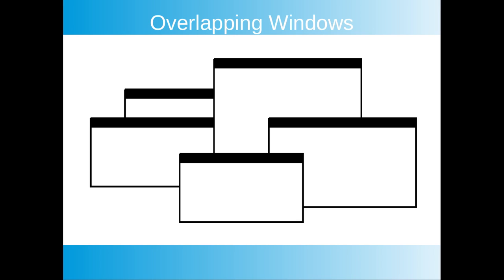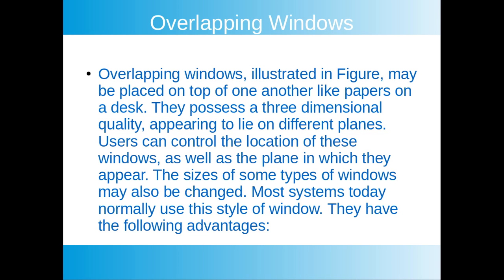This is the example of an overlapping window. Overlapping windows illustrated in the previous figure may be placed on top of one another like papers on a desk. They possess a three-dimensional quality, appearing to lie on different planes. Users can control the location of these windows as well as the plane in which they appear. The sizes of some types of windows may also be changed. Most systems today normally use this style of window.